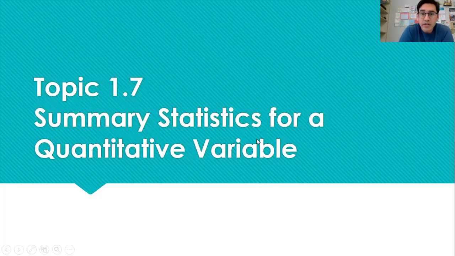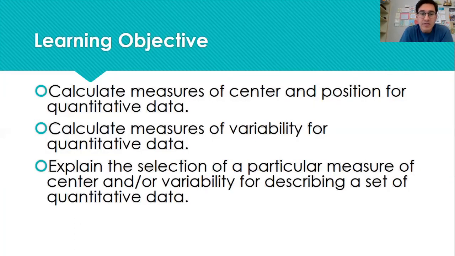Hey, welcome back. In this video, we're going to continue looking at topic 1.7. In the last video, we looked at ways of calculating measures of center, like the mean and the median, as well as positions, like the quartiles or percentiles. And in this video, we're going to look at three different ways to calculate measures of variability or spread.